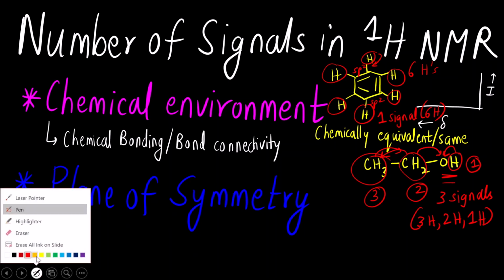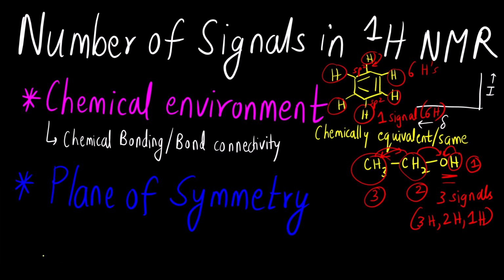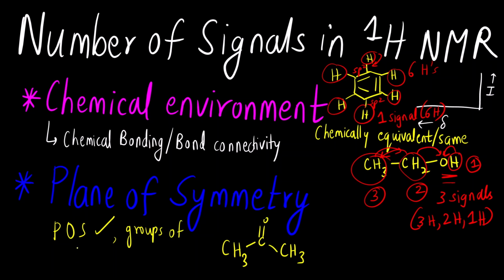The second important thing is a plane of symmetry. Knowing whether a molecule has a plane of symmetry or not makes things easier. For example, CH3-C=O-CH3. If a plane of symmetry is present in any molecule, then the groups of protons on either side are chemically equivalent. Now let us understand the meaning of this.